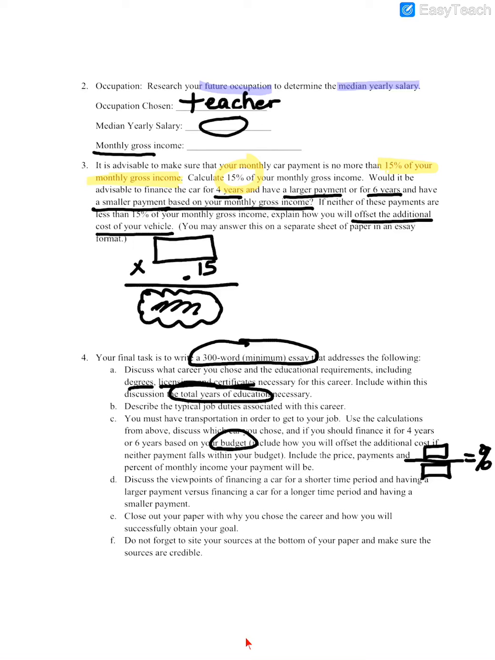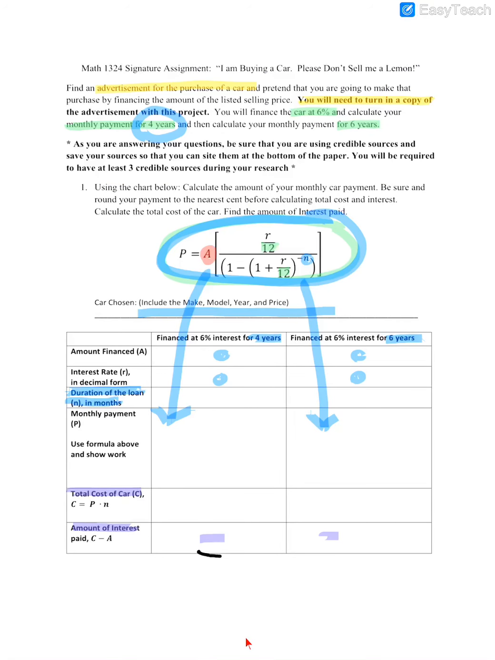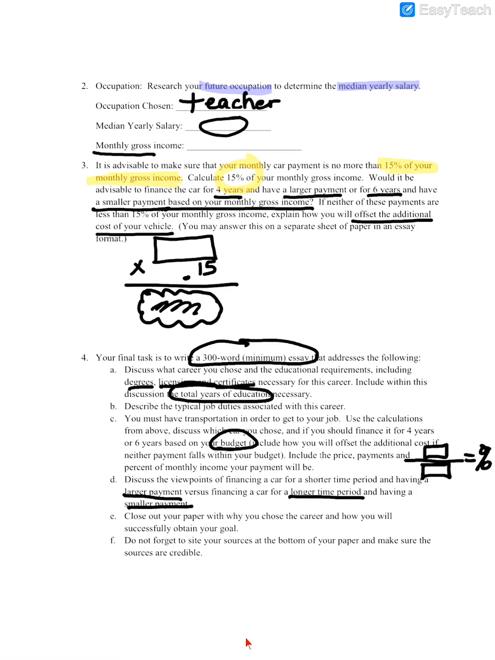D, I want you to discuss the viewpoints of financing a car for a shorter period of time and having a larger payment versus financing for a longer period of time and having a smaller payment. I'll give you a hint: go back to this first page and look at the total interest that you're going to pay in each case. Sometimes you can't help it. You may have to have the smaller car payment just to make it fit within your budget. But if you have a choice, what we want you to discuss here is the different viewpoints of longer versus shorter in terms of time period.